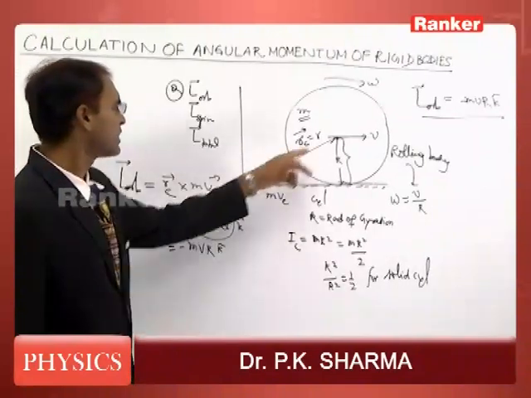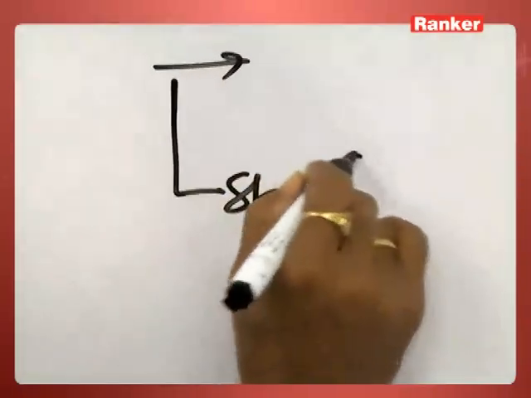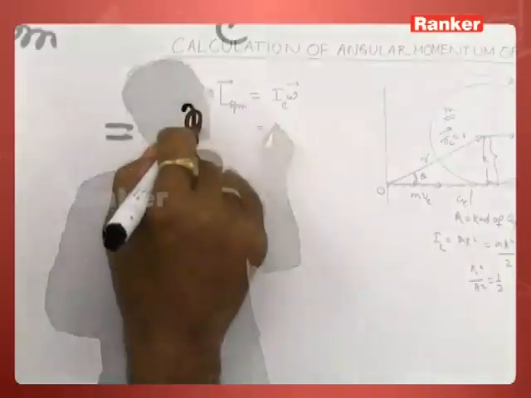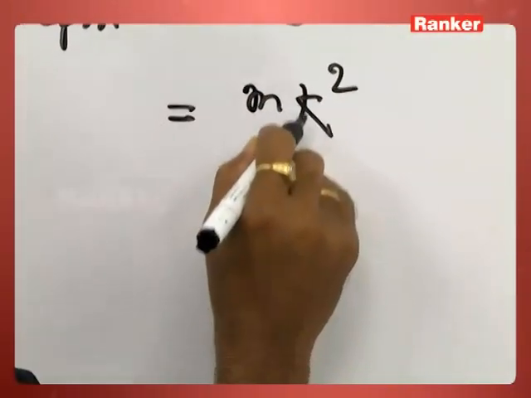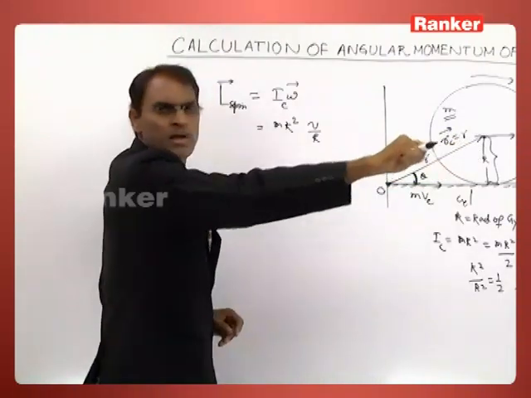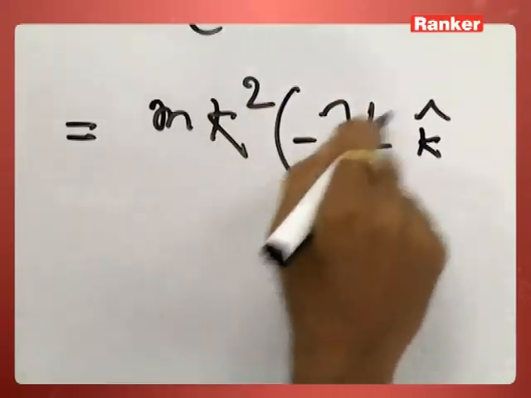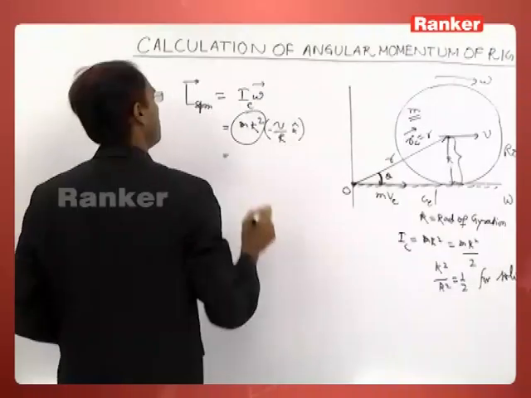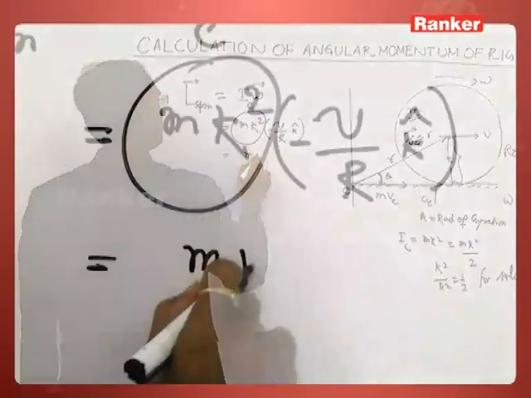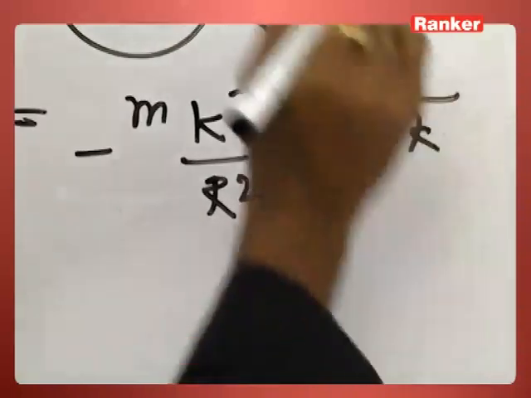Let us find the spin angular momentum. The spin angular momentum is equal to IC into omega. IC is equal to m k square, into omega. Omega is equal to V by R. The direction is given clockwise spin, that is minus k cap. Or you can write m k square by R square into VR, minus k cap.